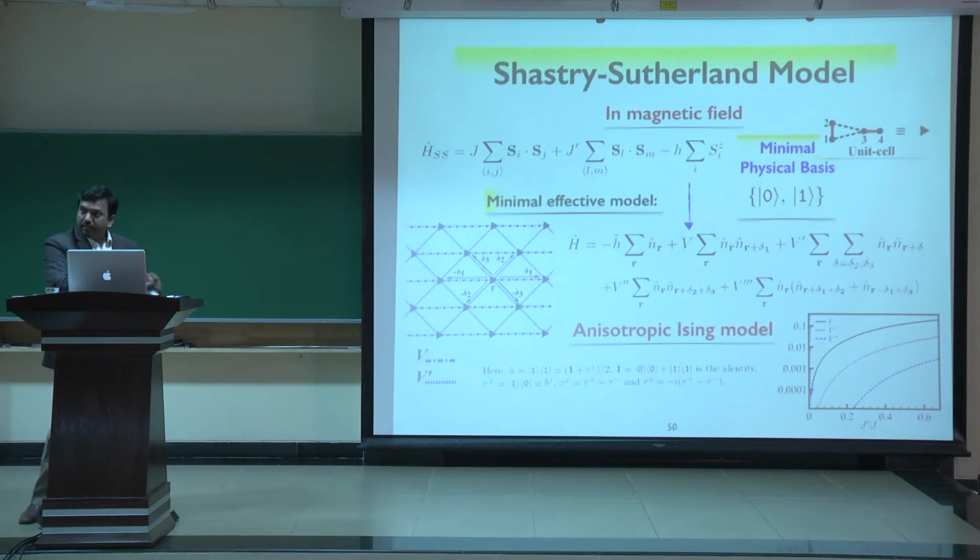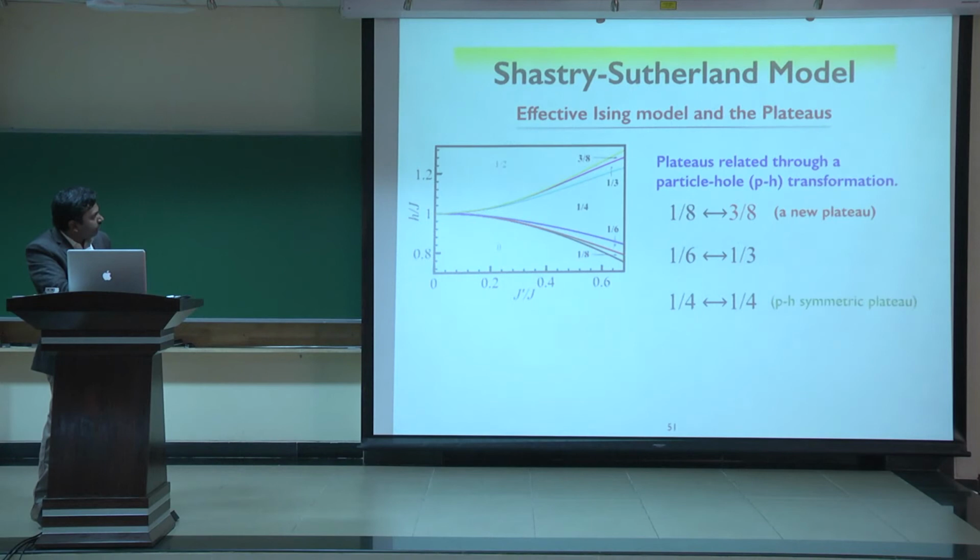So the moment we turn on a small V prime, V double prime, we actually stabilize 1/8 and 3/8 also. And in fact, there is a very neat and clear particle hole symmetry which relates different plateaus. So there is an underlying structure that if there is a 1/8, 1/6 plateau, there must be a 1/3 plateau. It is not by chance that there is a 1/6 and 1/3. 1/4 is in some sense the central plateau. If there is a 1/8 plateau, at least within this description that we have developed, there should be a 3/8 plateau too, which has not been seen.